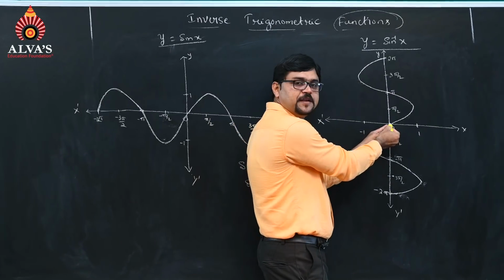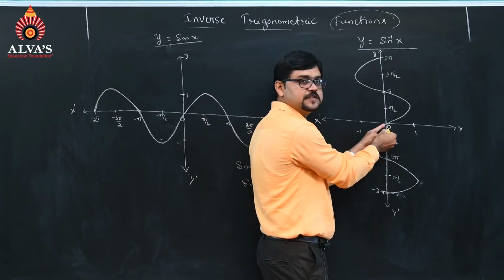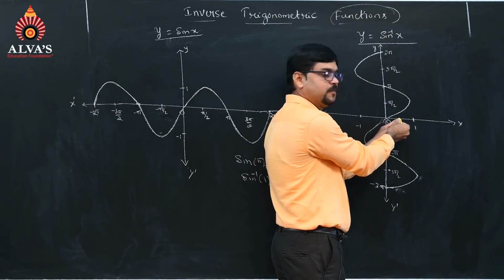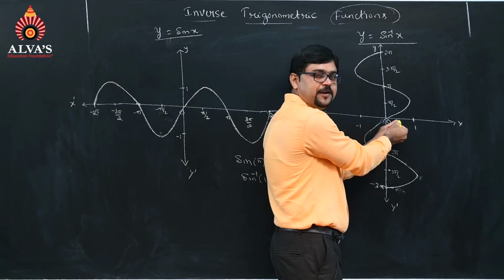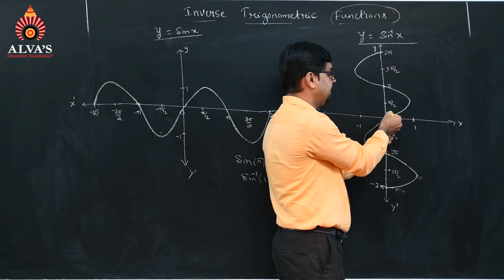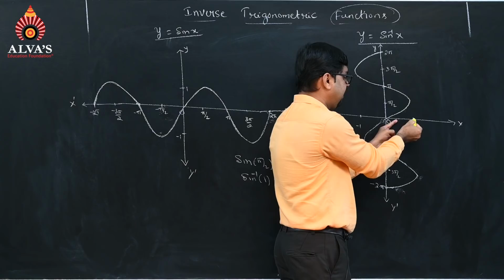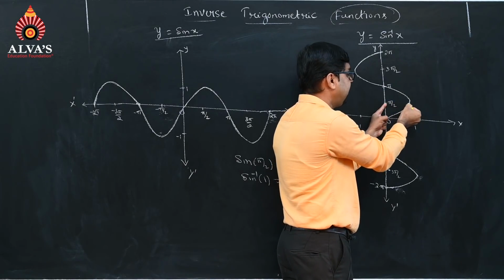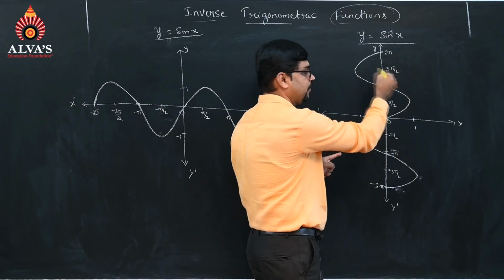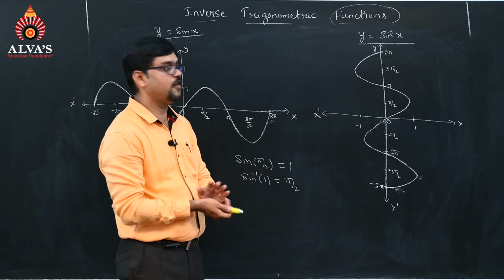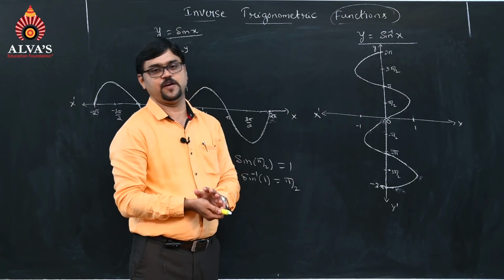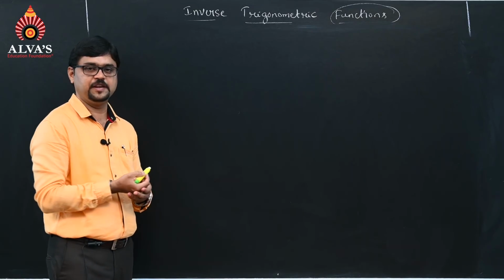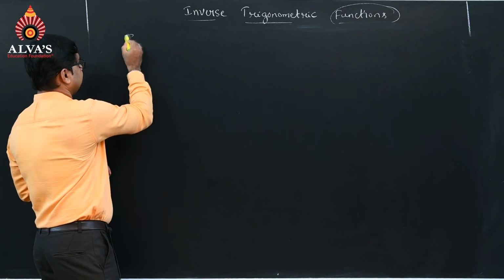So it will start from here, sine inverse of 0 is 0, and if you take sine inverse of 0.5, that means 1 by 2, that will give pi by 6, and maximum it will be sine inverse of 1 is pi by 2. Like that we have to plot the graph. So that is the graph of inverse sine function. Now we will take a few examples about inverse sine function.